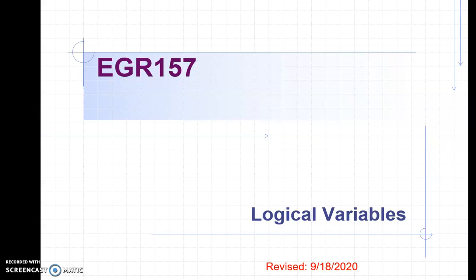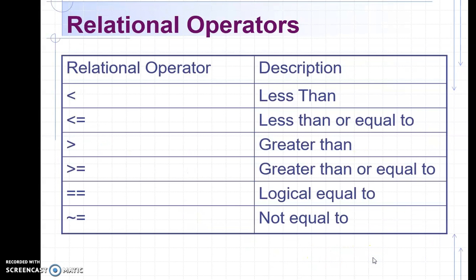All other languages basically make decisions, yes and no decisions, true or false, using some sort of what we'll call logical variables. So the next task in MATLAB is to learn logical variables. A logical variable can be either true or false, and we'll build a logical expression to put into a variable using relational operators.